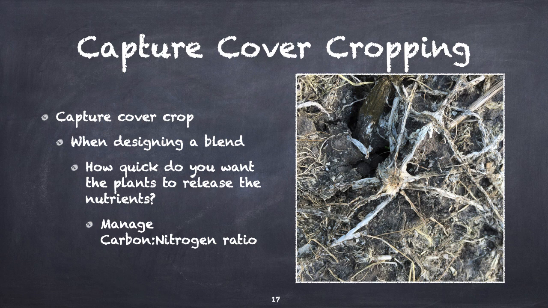If we allow that cereal grain to get to full maturity so it looks like golden straw, now we're dealing with a really, really wide carbon to nitrogen ratio, which will help add to that soil armor for the future in that soil. So designing that, planning how mature you want that plant to get, then determines how quickly those nutrients are going to be released that next year.